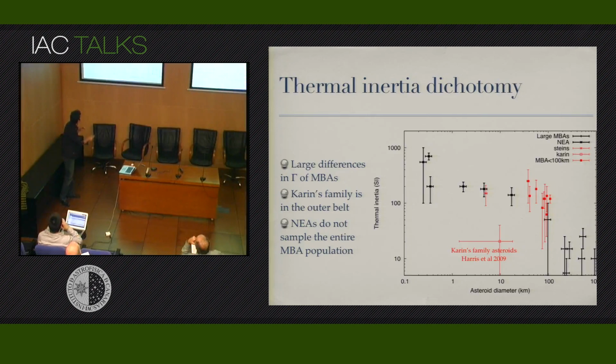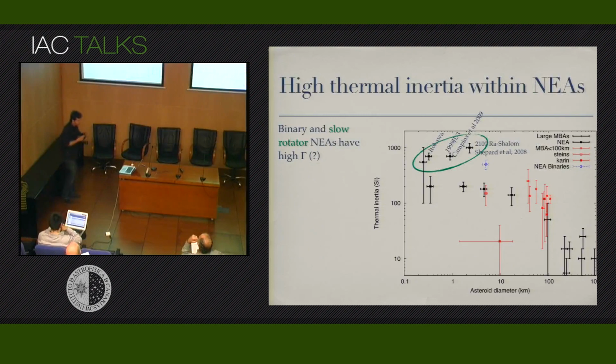If I have one more minute, I want to show a cool thing that we can also do in the NEAs with CanariCam: study binaries and slow rotators. These are normal NEAs, but if you look at the slow rotators, like Itokawa, 2100 Ra-Shalom, and GU3, which is not really a slow rotator, but has almost a 7.5 hour rotation period, which is kind of slow for NEAs.